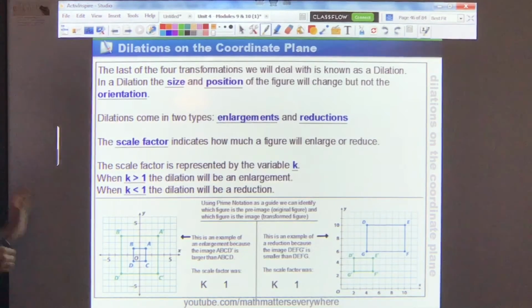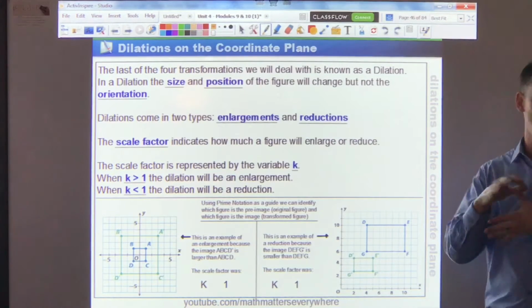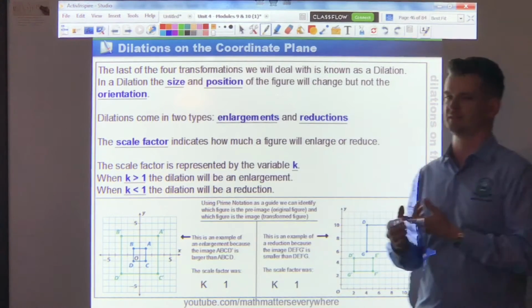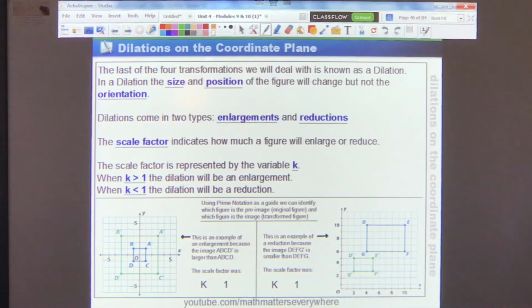We don't use decimals for scale factors, not for this. So if it's less than 1, it'll be a fraction, like 1/3, 2/5, 1/7. If you see a fractional scale factor, it might be a reduction. Now be careful, because you could see a scale factor like 3/2. Is 3/2 greater than 1? Yes, it is. Is 1/2 greater than 1? No. So just make sure you identify the fraction.